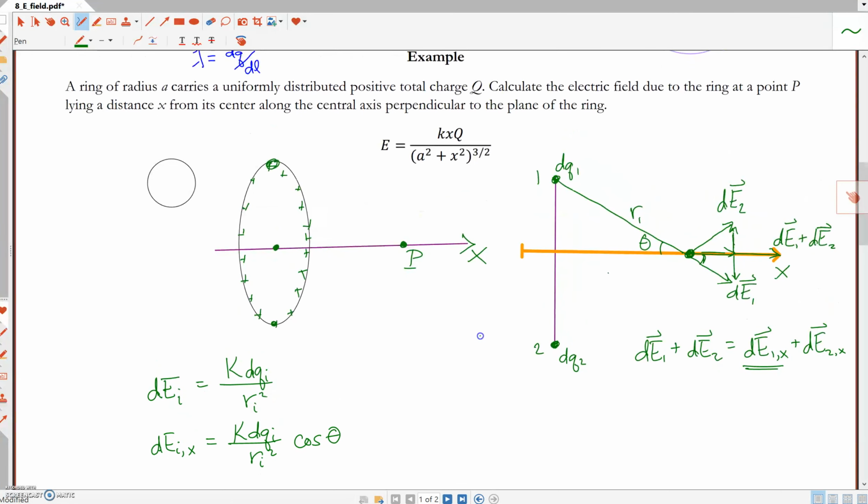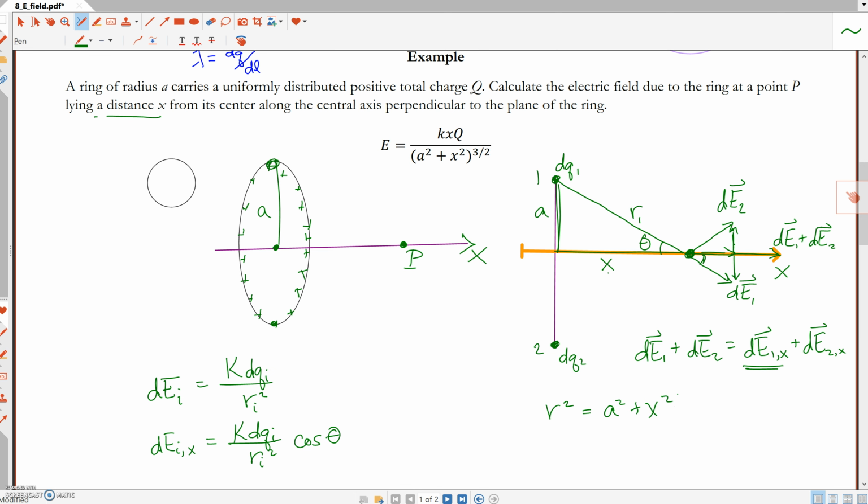Now, let's figure out what R is. R is the hypotenuse of a triangle, where this is the distance x. From the question, I want to know what the field is at a distance x, so x can show up in my answer. I've given the answer here so I know where I'm going. And this distance is just the radius of my circle, and the radius of the circle is A. So R is related to A and x by the Pythagorean theorem. R squared is equal to A squared plus x squared.